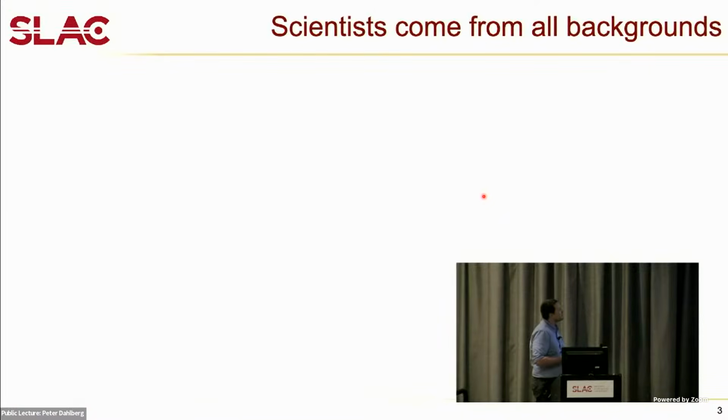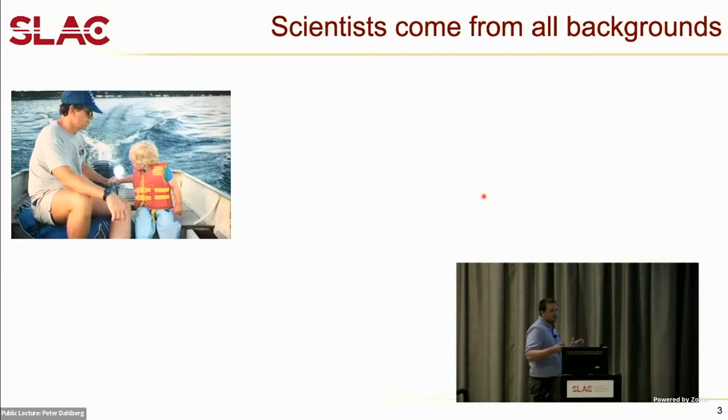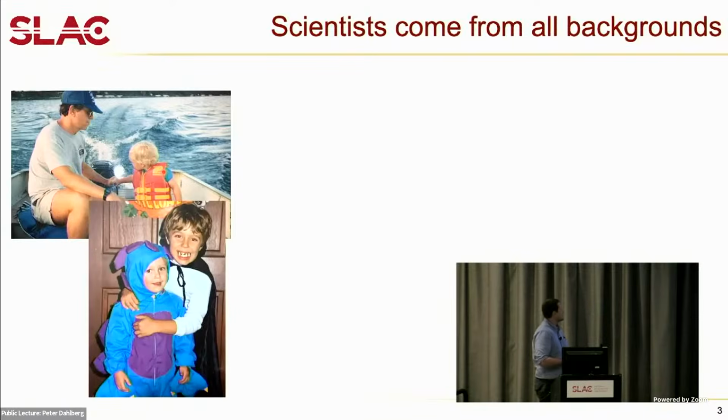So I myself was born and raised in Minnesota. I loved being outside. I loved fishing. Here I am out on one of our 10,000 lakes. And like many kids, I had an early interest in science. And also like many kids, early on, this manifested as a love for dinosaurs. So here I am, about 3 years old, obviously dressed up for Halloween as a dinosaur.